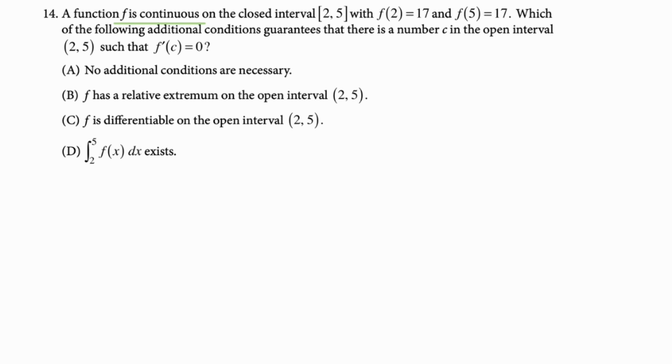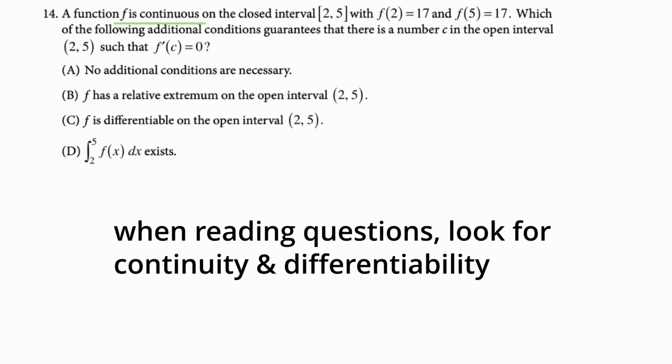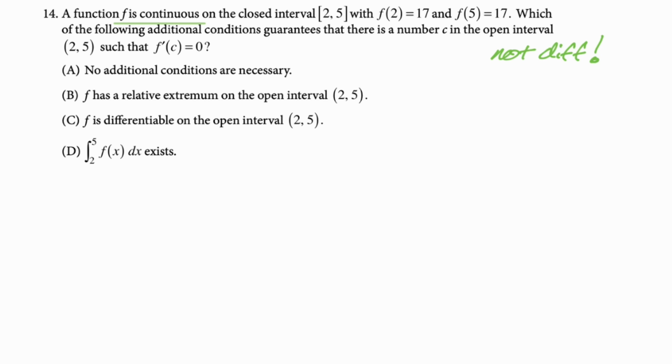14, a function f is continuous on the closed interval. So continuous, suspicious. What aren't they saying there? They're not saying that the function is differentiable. I always make a note of that, even before I finish reading the problem. Why are you only telling me continuous? All right, continuous on the closed interval from 2 to 5. F of 2 is 17. F of 5 is 17. Which of the following additional conditions guarantees that there is a number c in the open interval 2 to 5 such that f prime of c equals 0?